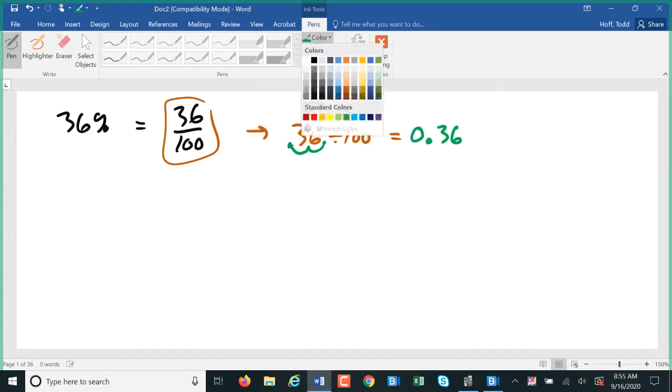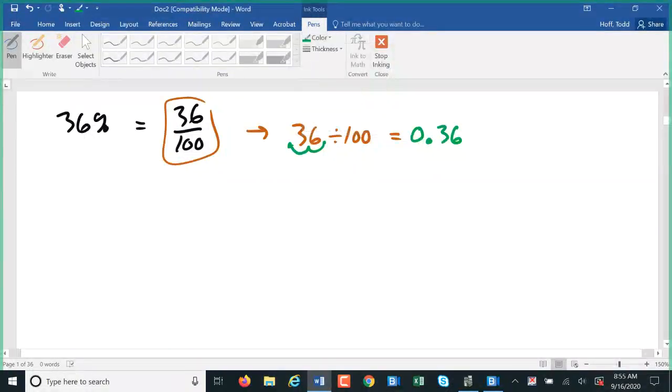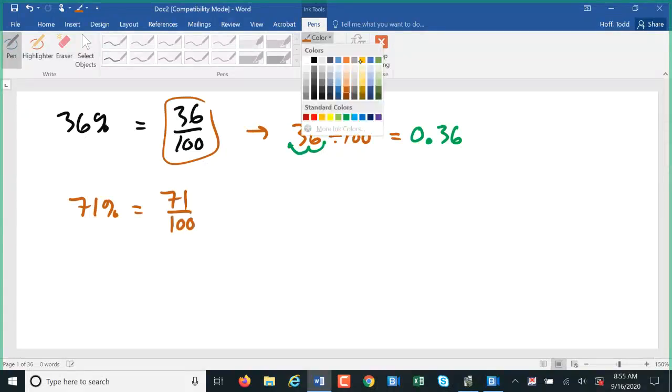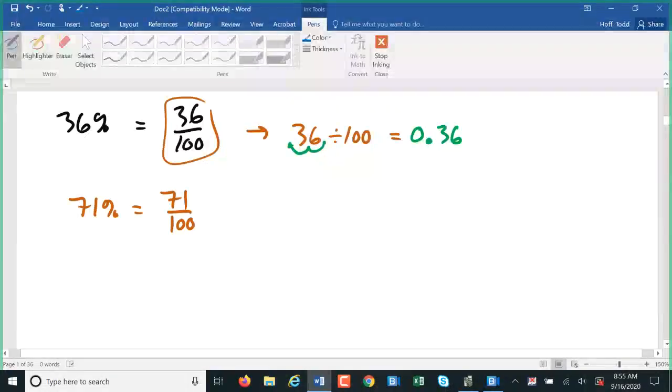Anytime we convert a percent into a decimal form, say we have 71%. That means 71 out of 100. The conversion just involves dividing the percent by 100. It'll be 71 divided by 100, which means we just move that decimal point the 2 spots.